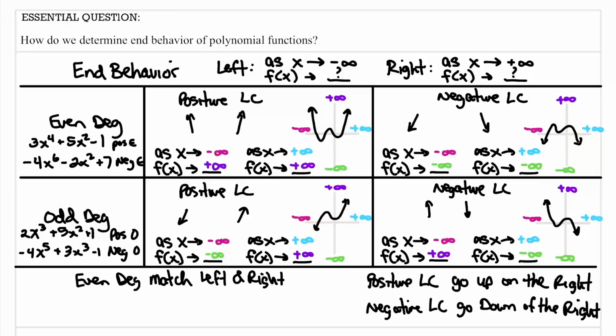Now if we look at odd degrees, notice that the right side here is going up, the left side is going down. If we switch to negative, the right side's going down, the left side is going up. So odd degrees are opposite on the left and right. So we're going to look at positive and negative leading coefficient for the right side, and then we determine the left side by going same side for even degrees or opposite side for odd degrees.